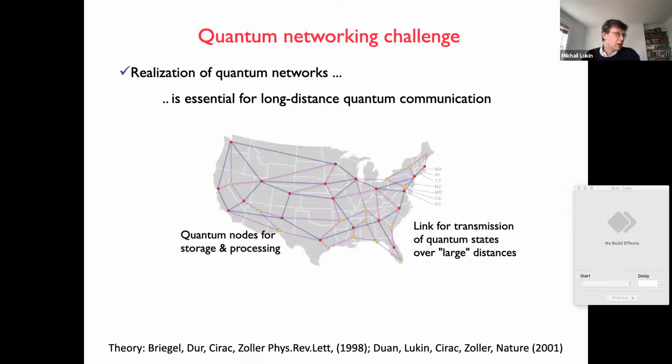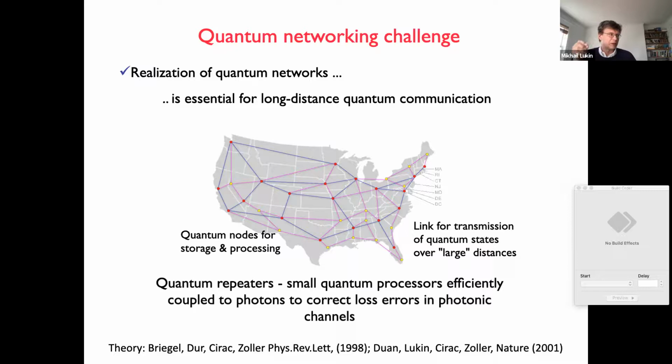And the solution is to basically, as nodes, use small quantum computers. So the quantum computers, which can store and process quantum information, and then link these nodes to transmit quantum states over large distance. That's the basis for something called quantum repeaters. These nodes can, in principle, if you couple them to photons efficiently and they have long enough memory, be used to correct the loss errors in this kind of photonic transmission.